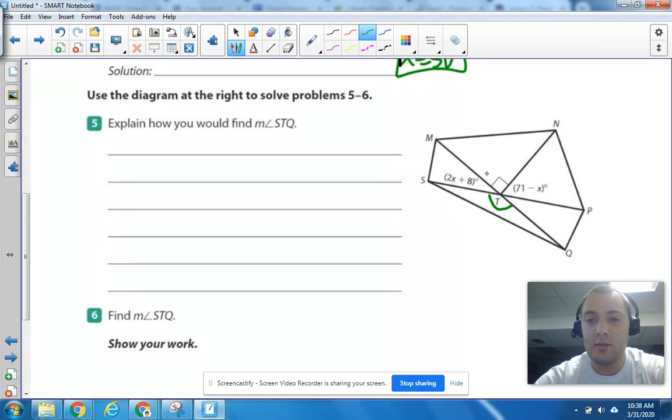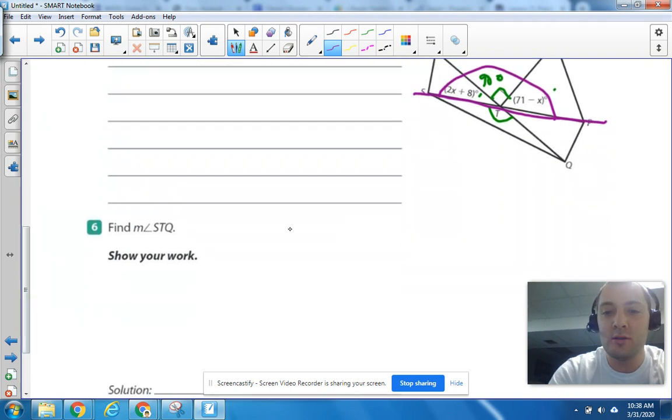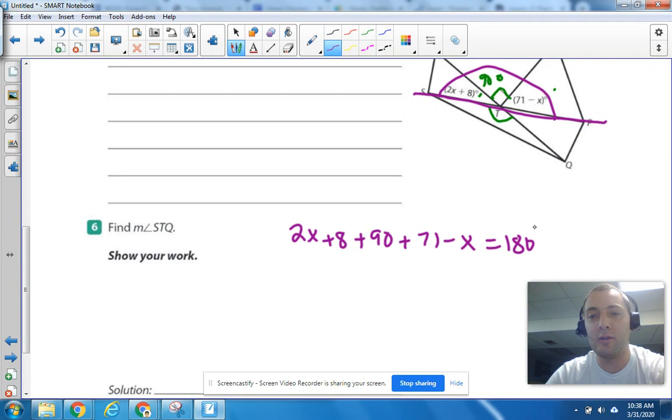But all that I have is this, and I actually have this one too. What does that refer to? So that's 90 degrees. So that would be my 90 degree angle right there. But what I do notice is that those three, if I look at those three, these three all make a line, and lines are supplementary. It's a linear pair. They add up to 180. So what I'm going to do is I'm going to take those three things, 2x plus 8 plus 90 plus 71 minus x, and those have to add up to 180. Okay? And now once you find that, you can solve it.